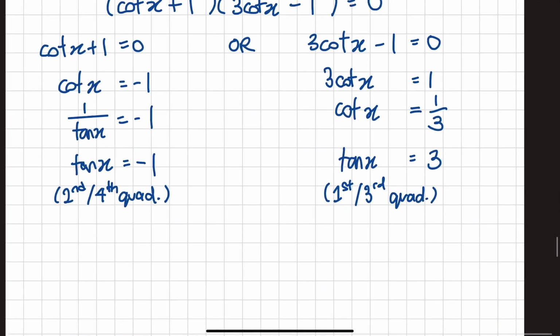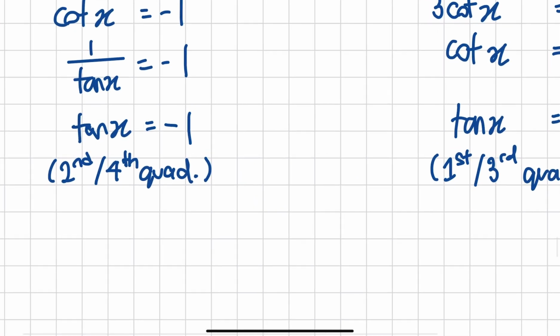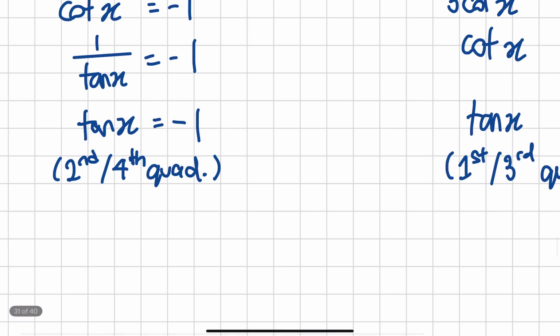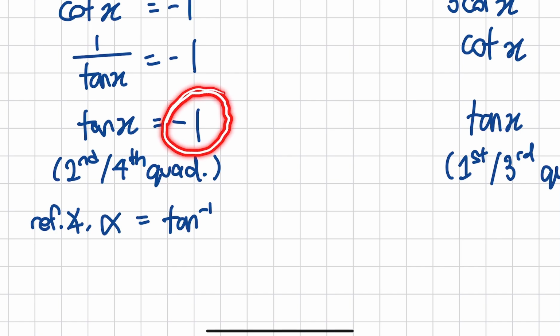Okay, so over here, now the next step is to find my reference angle. I can use alpha to represent my reference angle. Reference angle, I usually use alpha, equals tangent inverse. Remember, when you want to find the reference angle, I'm only taking the positive of this value. So even though here is negative 1, I'll only consider 1.